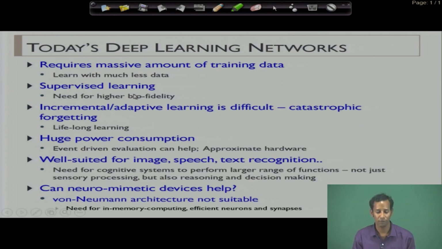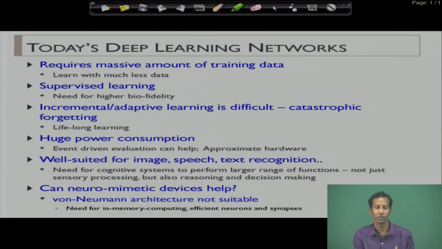Then you need supervised learning and higher biofidelity, while incremental or adaptive learning is difficult because of catastrophic forgetting. As human beings, we learn throughout our lives, so lifelong learning is also needed for machine learning hardware, and it needs huge power consumption. Event-driven evaluation can help, using approximate hardware. This is one technique used to reduce power consumption, along with the techniques we have already seen.